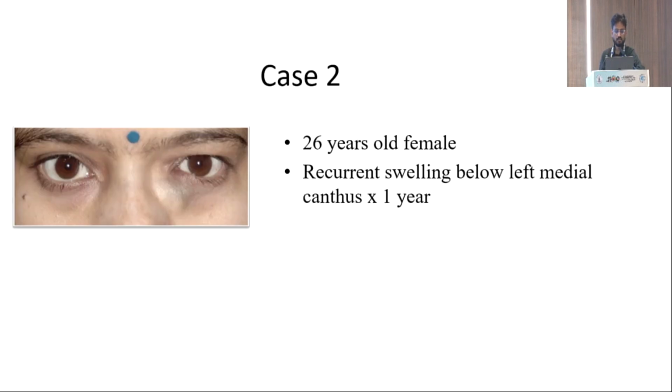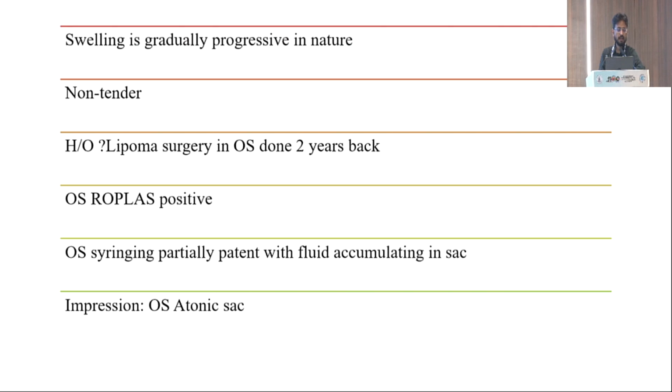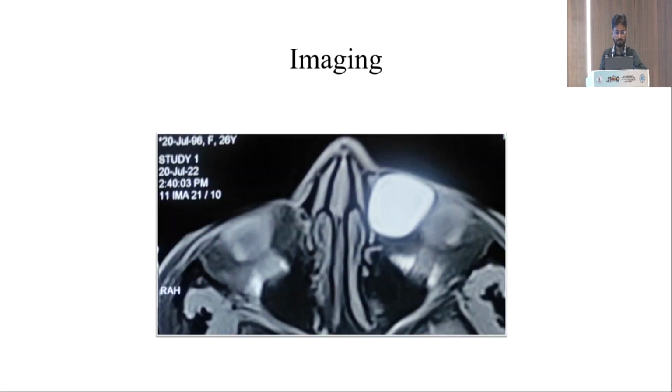Another case, a young female, with a history of recurrent swelling below the medial canthus for the past 1 year. The patient has been diagnosed with lipoma elsewhere and has been advised surgery, and the swelling is progressive, non-tender. Rho+ was positive in this case, but syringing was partially patent with fluid accumulating in the sac area, which is a typical thing that we get in any case of atonic sac. So we thought it's a case of atonic sac.